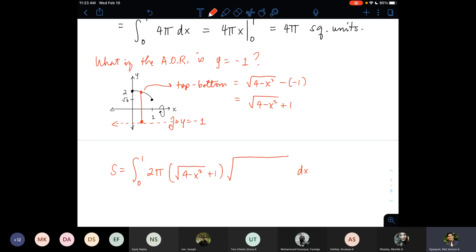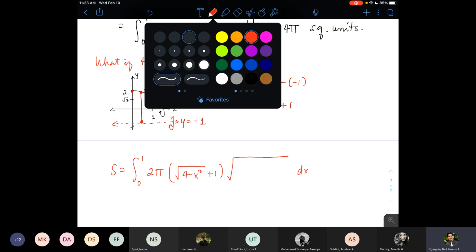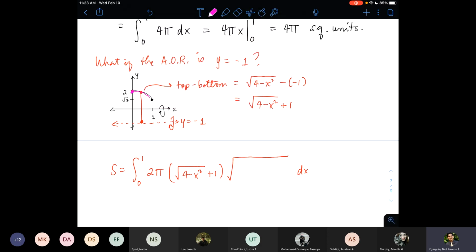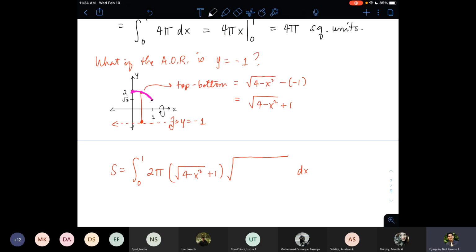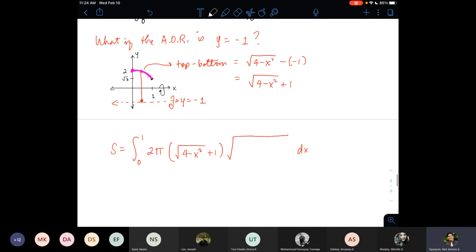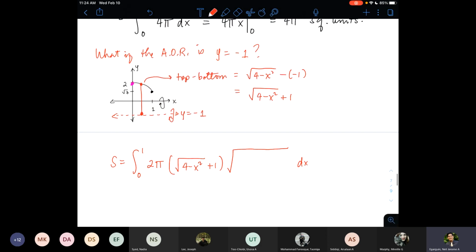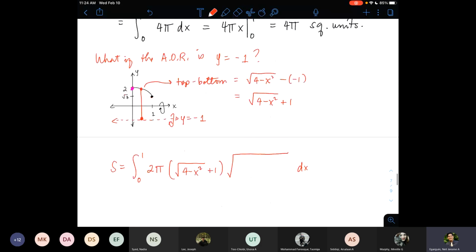But the arc length remains the same, because the arc length is independent from the axis of revolution. The arc length is simply how long the curve is that we are revolving. So it doesn't care what the axis of revolution is. It only cares about what function forms the arc. So in this case, we still have 1 plus, oops, let me use red again. What was our function? 1 plus x squared over 4 minus x squared.